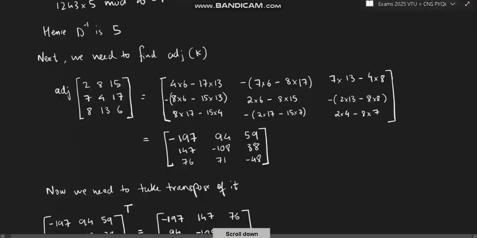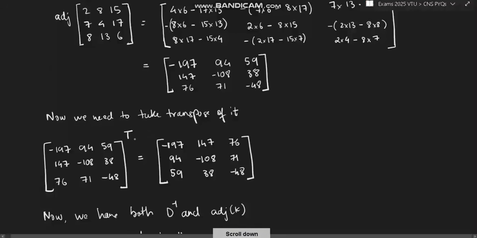Same thing you do for this also. If you want to find out what you have to substitute in the place of 15, ignore the row and column. 7 into 13 minus 4 into 8, you will be writing it here. Same thing you will do for all the elements, and you will find the answer. Now this is the adjoint of K, but we need to find the transpose of it. The actual adjoint is the transpose of this matrix. Transpose means this row and this column are present here, right? What you have to do is take this row here, take this row here, take this row here. That's it. That is how you do the transpose of the matrix.